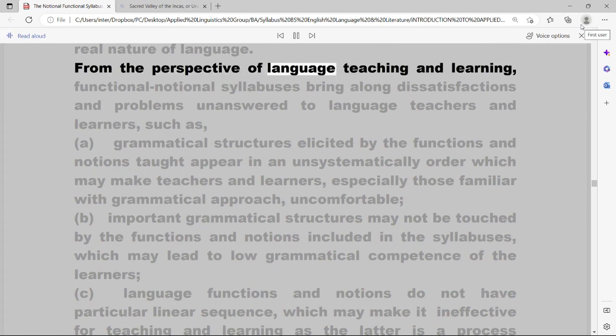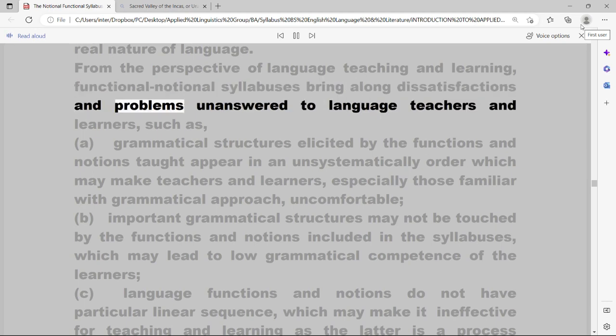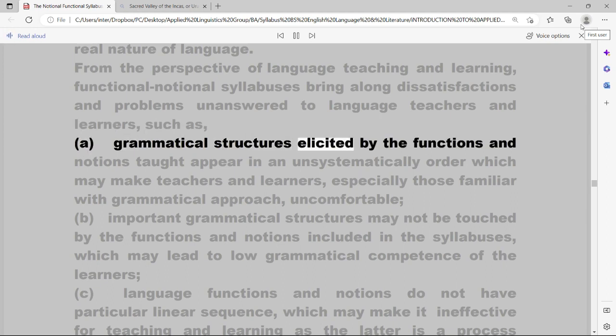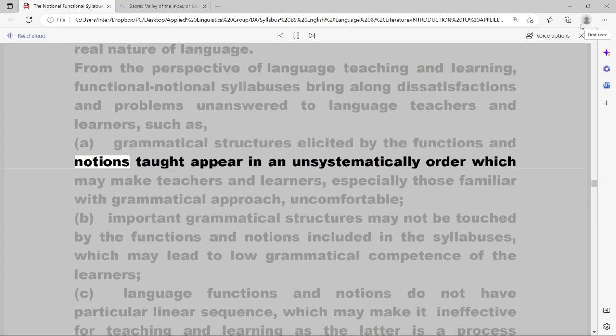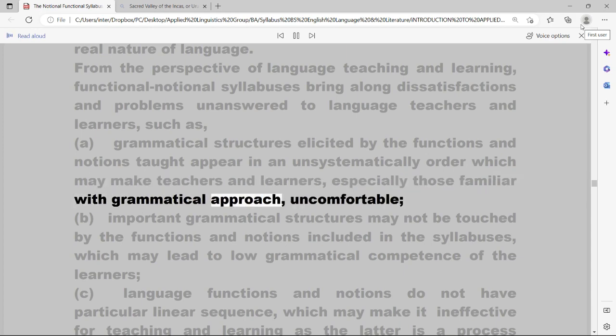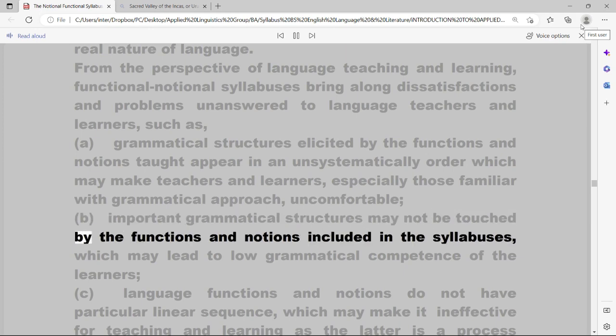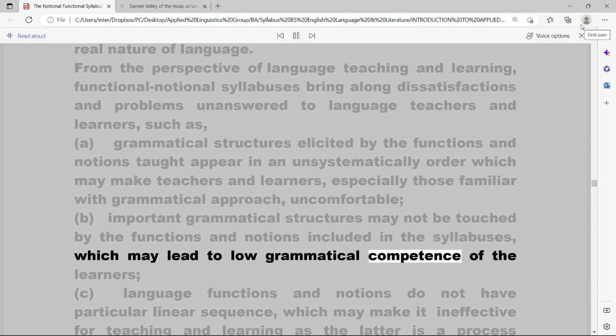From the perspective of language teaching and learning, functional notional syllabuses bring along dissatisfactions and problems unanswered to language teachers and learners, such as a. Grammatical structures elicited by the functions and notions taught appear in an unsystematic order, which may make teachers and learners, especially those familiar with the grammatical approach, uncomfortable. B. Important grammatical structures may not be touched by the functions and notions included in the syllabuses, which may lead to low grammatical competence of the learners.